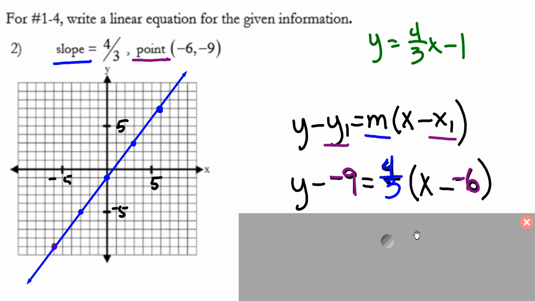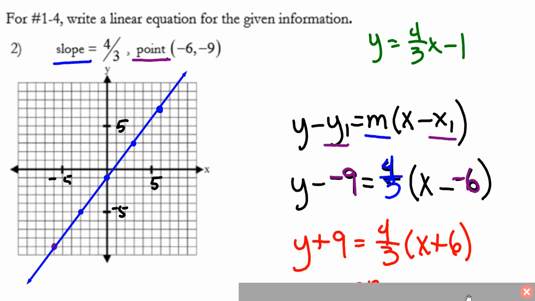Now remember, subtracting a negative is saying taking the opposite of what you have, and that would be a positive. So really, it should be y plus 9 here, x plus 6 here. So your final equation would be y plus 9 equals 4/3 times x plus 6.